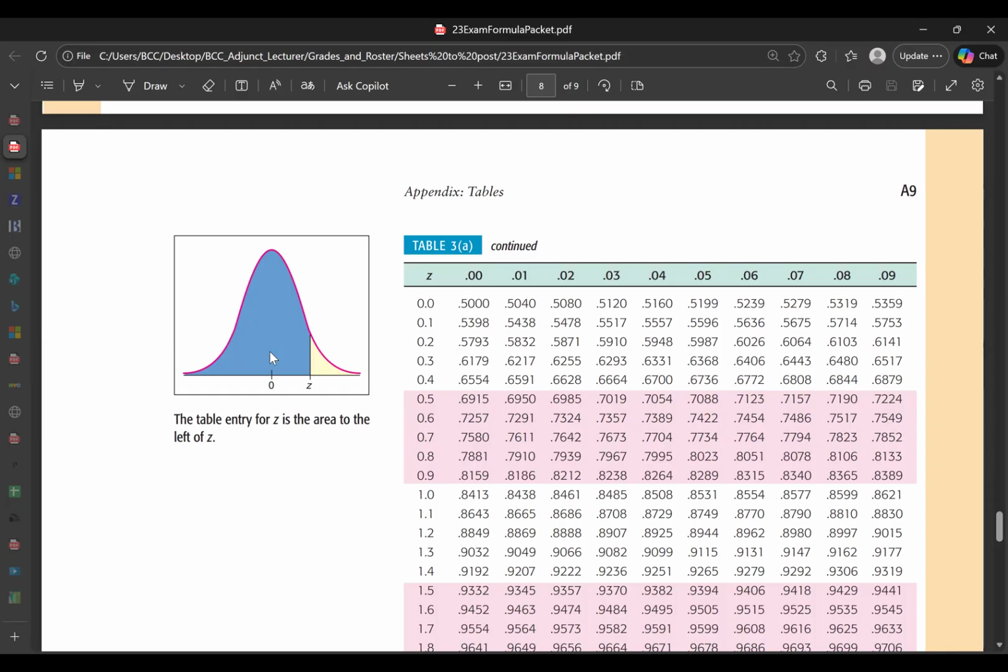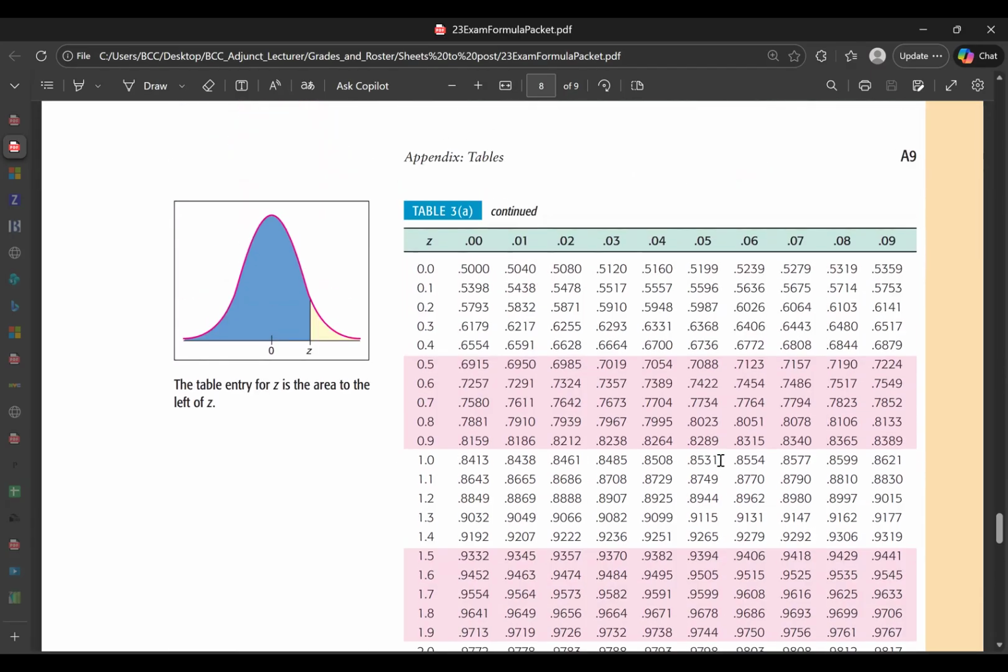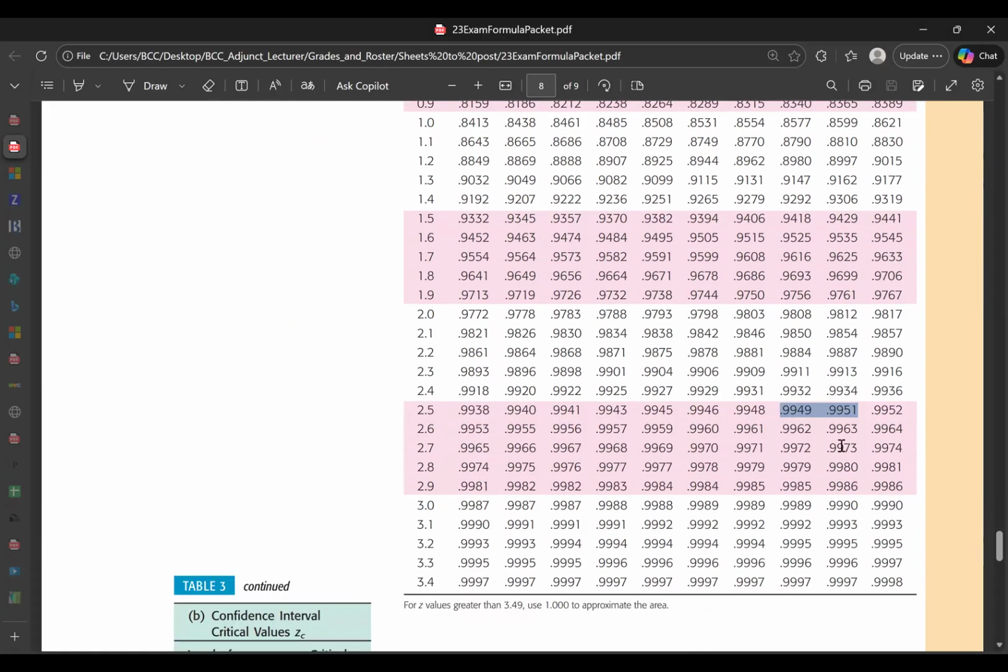So inside of the table itself, I'm looking for 0.9950. And I found 0.9949 and 0.9951. The problem is, I'm looking for 0.9950, which is in the middle of that. I have one unit to the left, one unit to the right. So 0.9949, 0.9951, I'm going to take those two Z values. One Z value is 2.57, and the other Z value is 2.58.